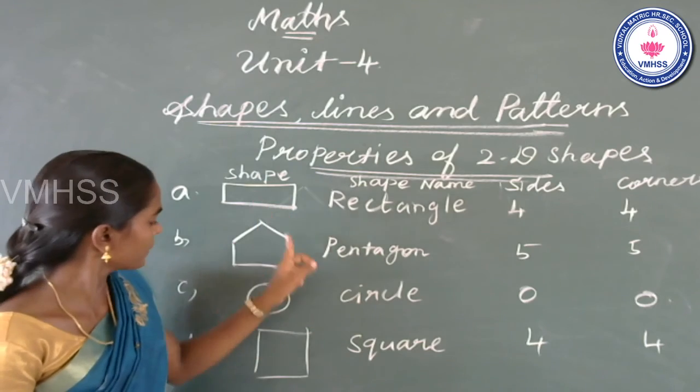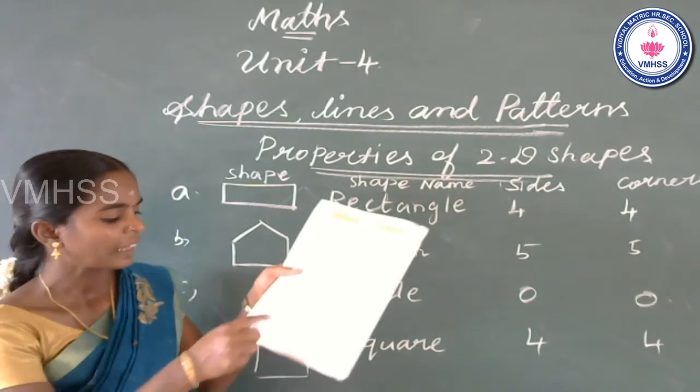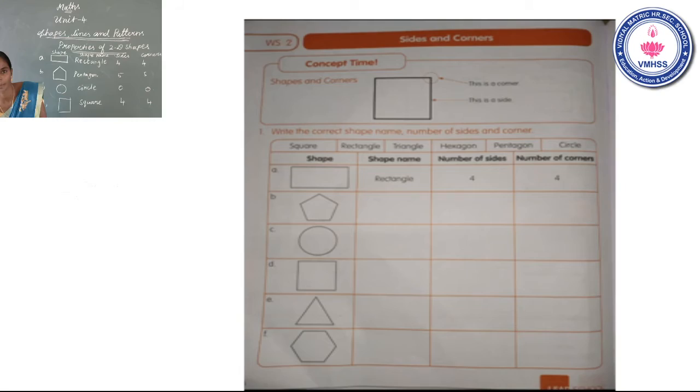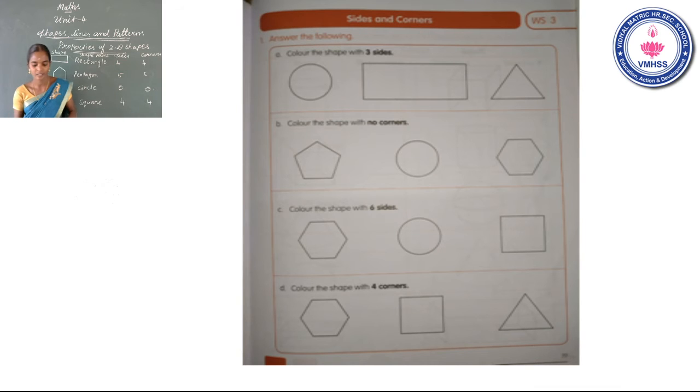Children, answer the following. Color the shape with three sides. Which shape has three sides? Triangle. So, third shape. Color the shape, triangle. Next, B question. Color the shape with no corner. Which shape has no corner?